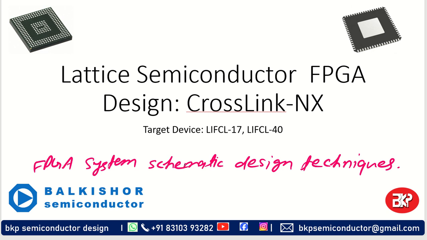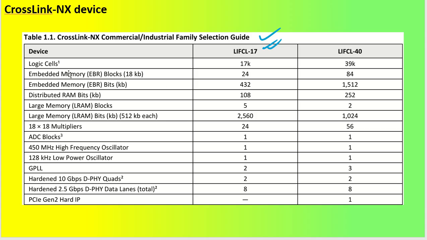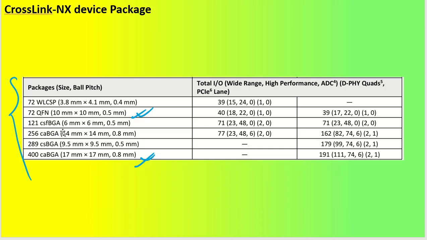So we were talking about the Lattice Semiconductor CrossLink-NX family, and we have already seen several parameters of LIFCL-17 and LIFCL-40. In the last videos, we had seen the design and details of this particular FPGA and its capabilities and various parameters, like the number of logic cells, embedded memory, and all the other parameters, and the different packages that are also available with the CrossLink-NX device.